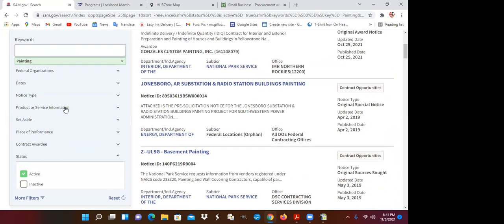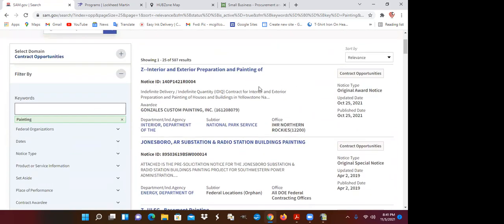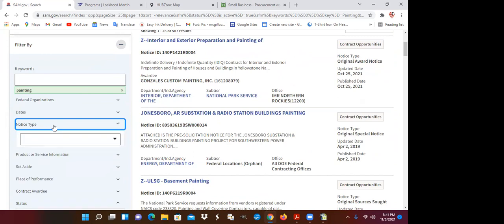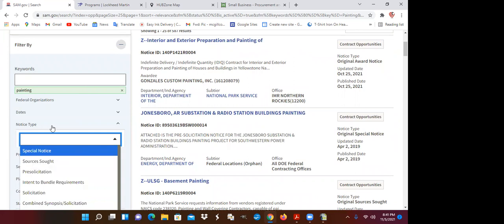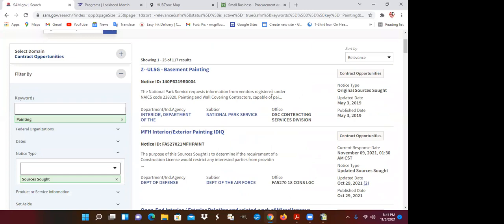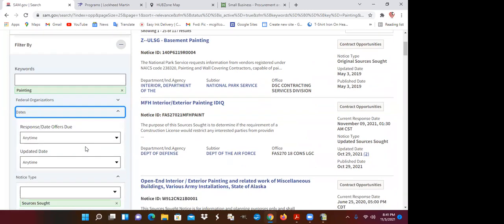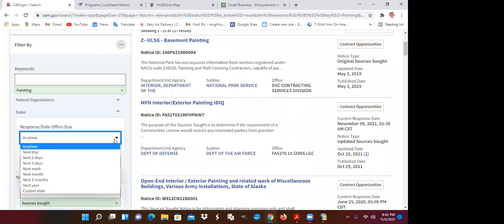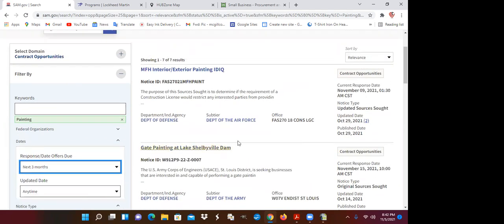Okay, another thing you want to do when you're coming over here, you want to go to notice type, and you want to do sources sought. This is what you want. You want sources sought. And then for the dates, you can do within the next 3 months, so that way you got time to actually prepare for a contract. You see what I'm saying? You can get a scope on what's out there.